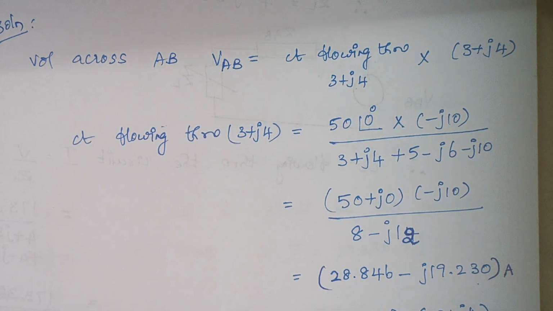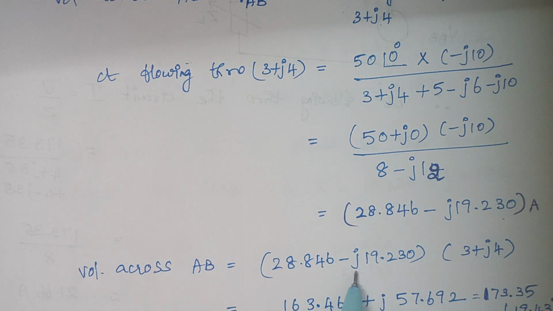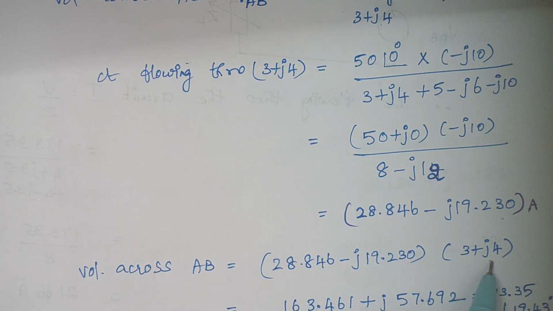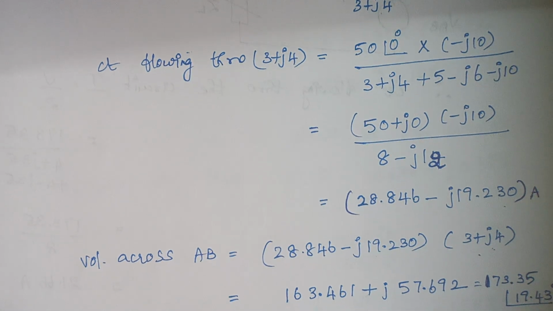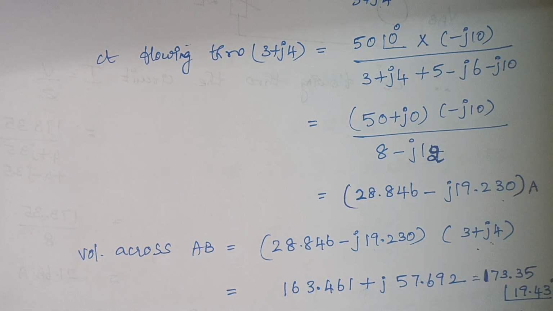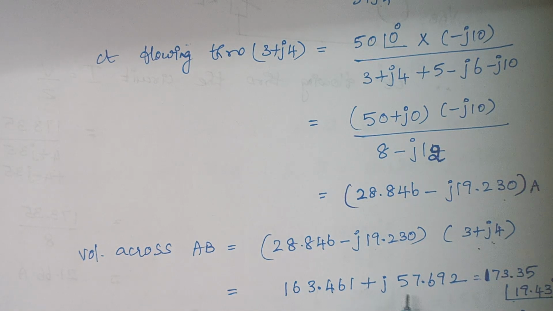Now the next thing is we are going to calculate the voltage. Voltage is nothing but I into R, or here, I into Z. So this is your I and this is your Z. Just multiply, and the answer is 173.35 with an angle of 19.43 degrees volts. This is our V Thevenin. The next step is to calculate Z Thevenin.